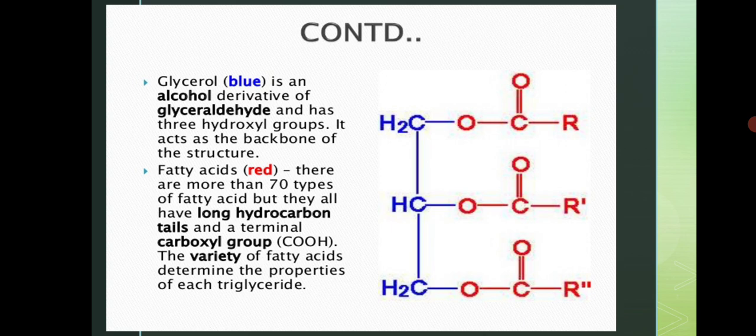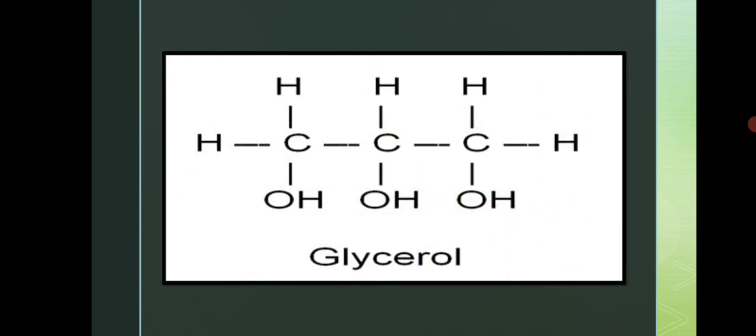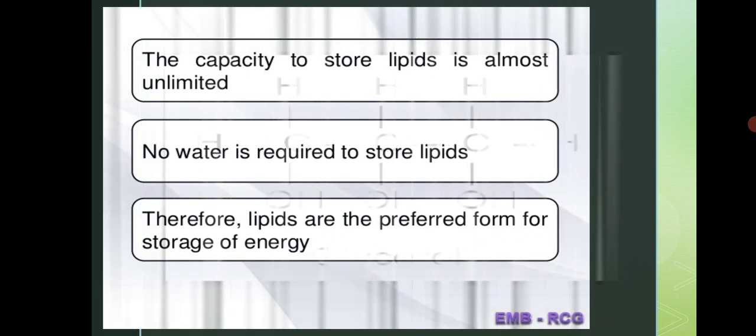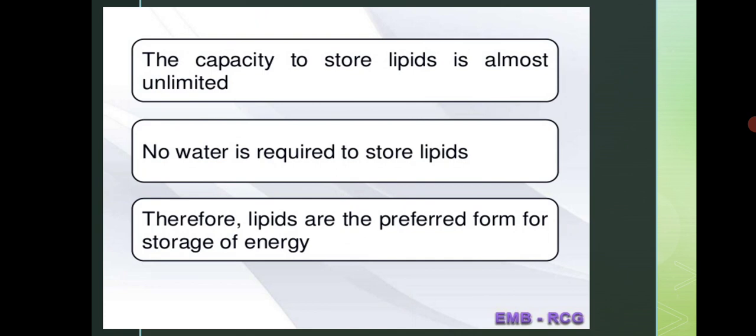Okay, combination of glycerol and fatty acid forms the triacylglycerol. In short, you can say that these are the building blocks. Synthesis also starts from here, and at last you get the structure of the triacylglycerol. So glycerol is an alcohol derivative of glyceraldehyde, and fatty acids, these are hydrocarbon tails. We have already seen that fatty acids consist of hydrogen and carbon in their structure. So this is the structure of glycerol, an alcohol derivative.